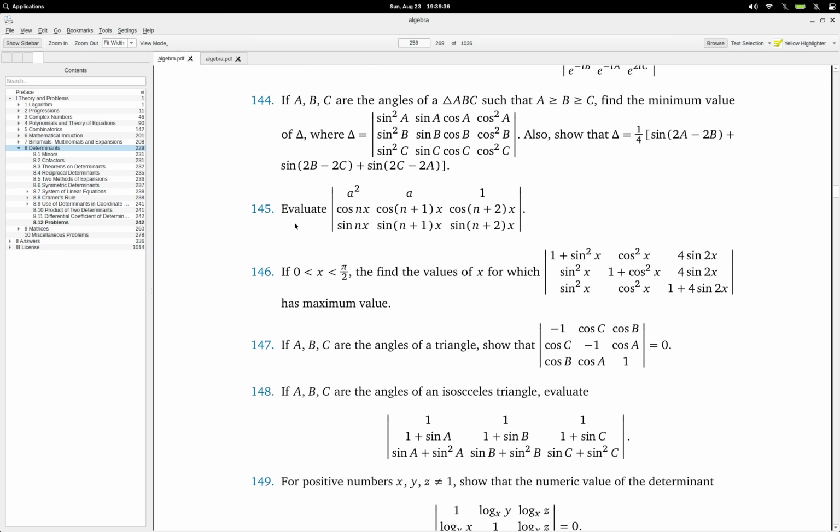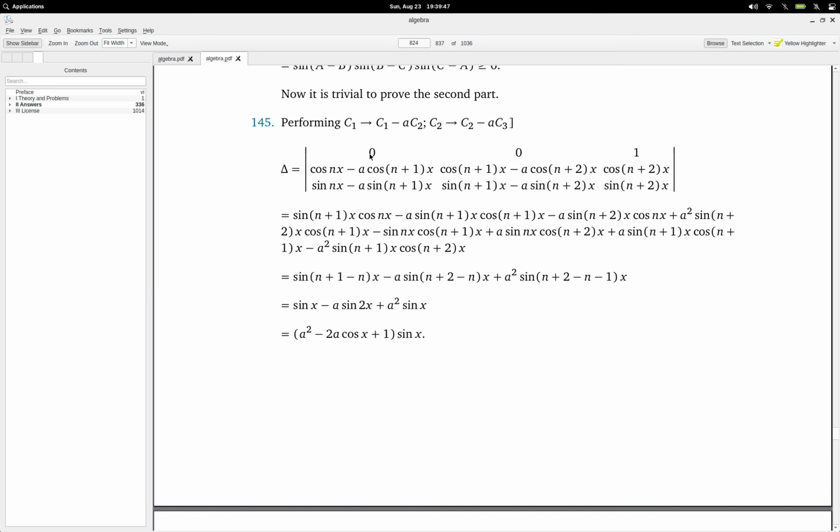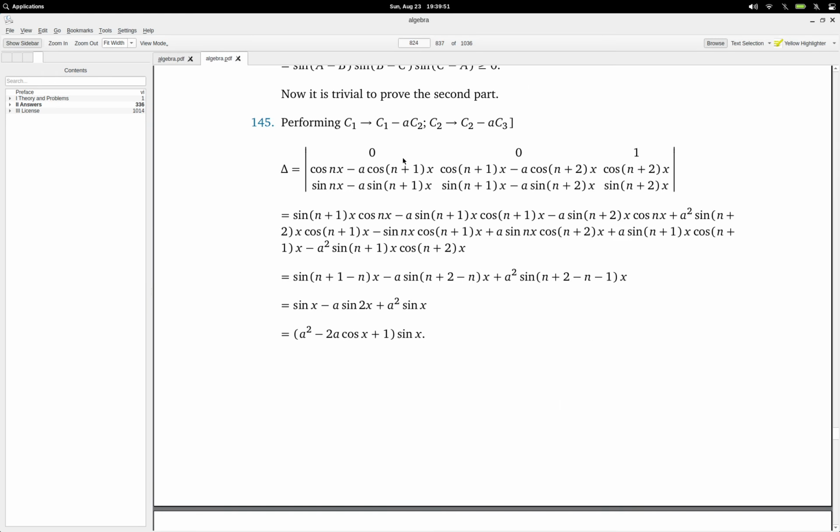Question 145 says evaluate the determinant with rows a square, a, 1; cos nx, cos (n plus 1)x, cos (n plus 2)x; sin nx, sin (n plus 1)x, sin (n plus 2)x. Since we have 3 ones, a square and a, what we do is we take C1 equals C1 minus a C2 and C2 equals C2 minus a C3.